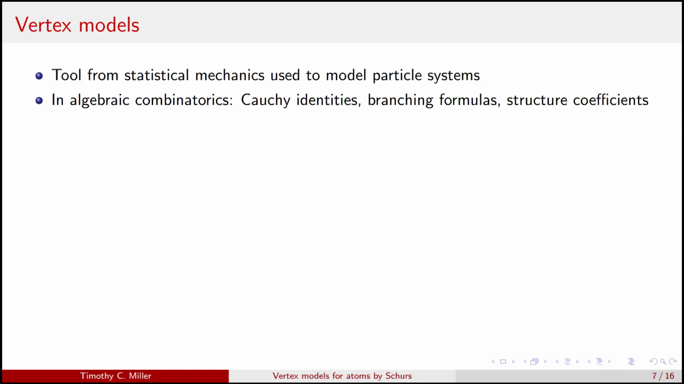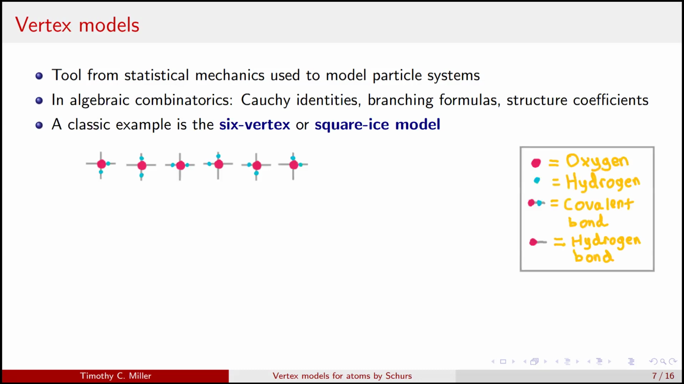In algebraic combinatorics, they can be used to find Cauchy identities or branching formulas or structure coefficients. A classical example is the six-vertex or square ice model. So in the six-vertex model, there are six types of vertices, and you can think of them as being configurations of a water molecule, where we just say that these two edges can't connect.